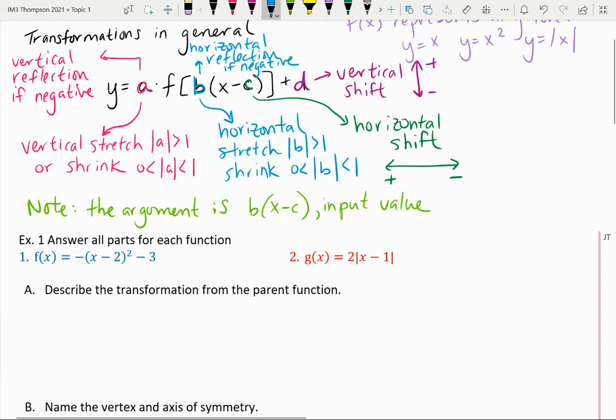So f of x is equal to negative parentheses x minus 2 quantity squared minus 3. Describe the transformation from the parent function. So reminder, what is the parent function? This symbol, f with a little n, is a shorthand for function. So you'll see me write that if you haven't seen that symbol before.